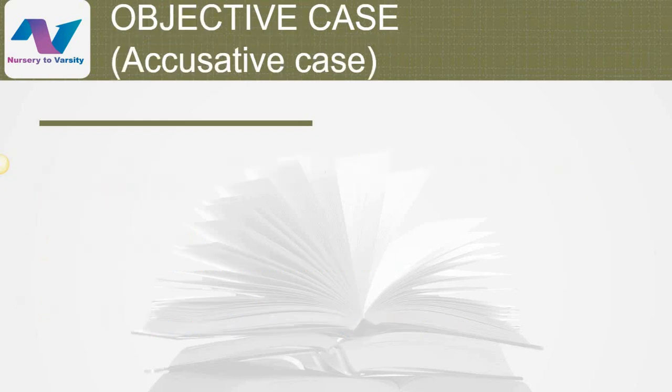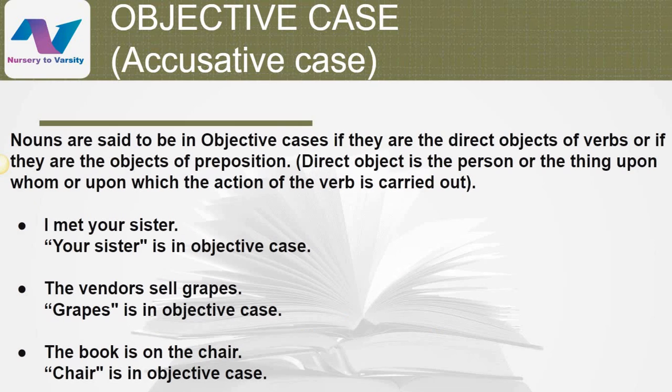Moving on to the second type of case, that is objective case. Objective case is also known as accusative case. Now, the objective case indicates the direct objects of a verb, or the objects of prepositions. Direct object is the person or the thing upon whom or upon which the action of the verb is carried out. Now here, the thing to be noticed is upon whom or upon which.